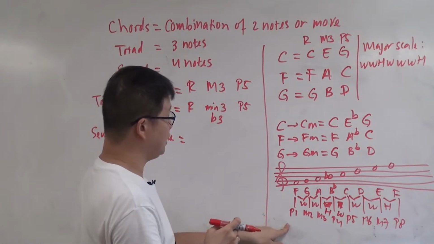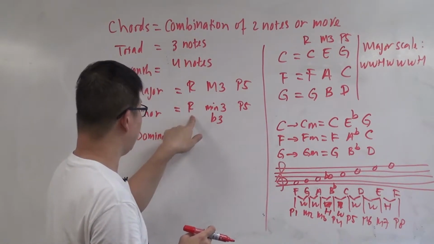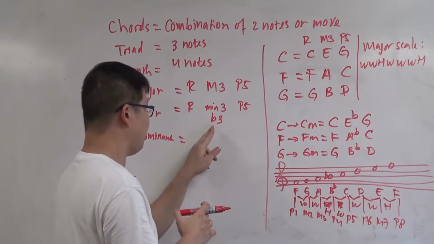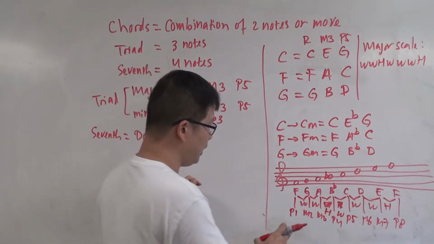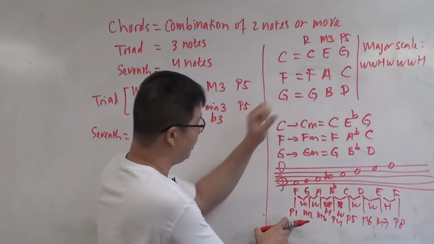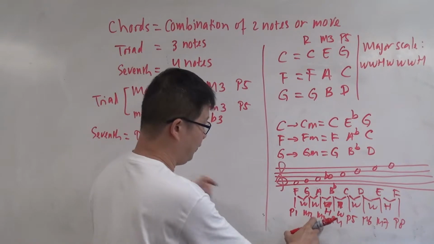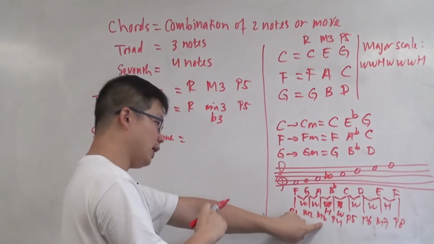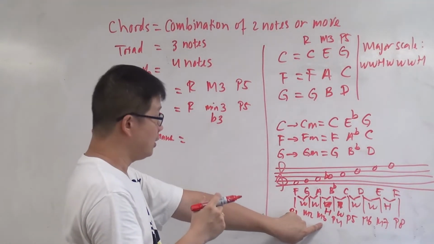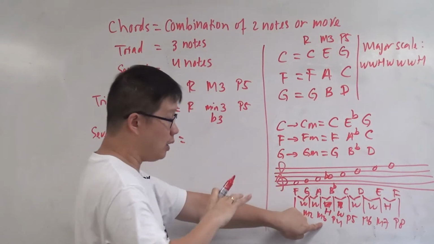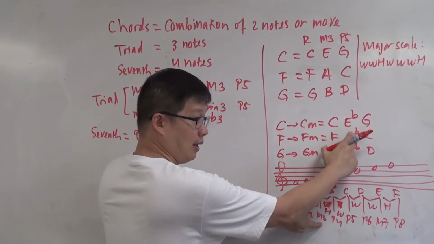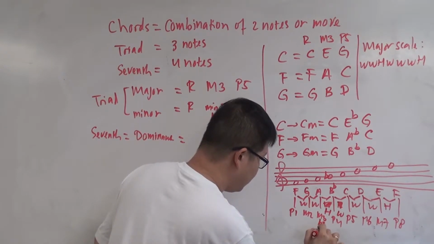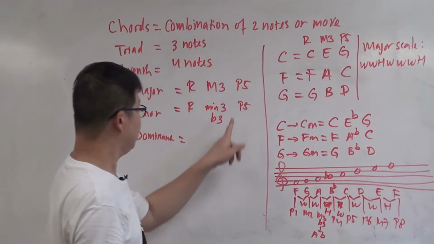Now, P1 basically is the root. So for F, the rule says the minor triad formula is root, minor third, or you can also use flat 3, and perfect fifth. So the root is F. It's the same, right? Major third of F is A. However, the rule says if a major interval decreases by a semitone, it becomes a minor interval. So instead of having A, because we want to decrease, which accidental should I use? Flat. So the answer is A flat. So we want to make it become flat 3. This becomes A flat.